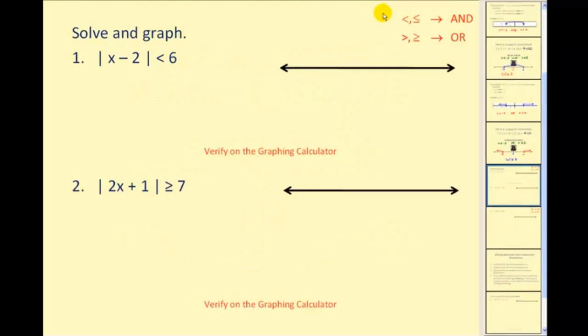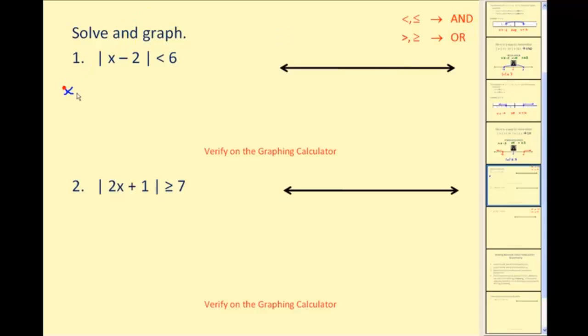Okay, let's put this into practice. Let's say we want to solve the absolute value of x minus 2 less than 6. The first step would be to determine if it's going to be an "or" or an "and." A distance less than 6 would be an "and."